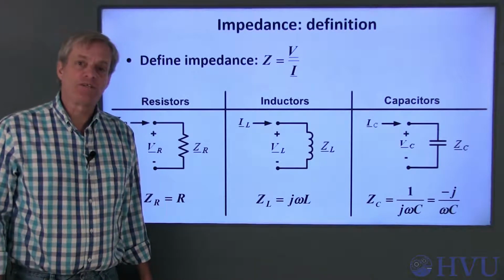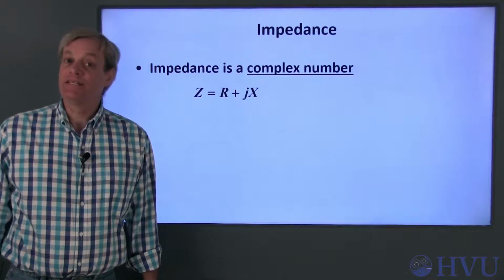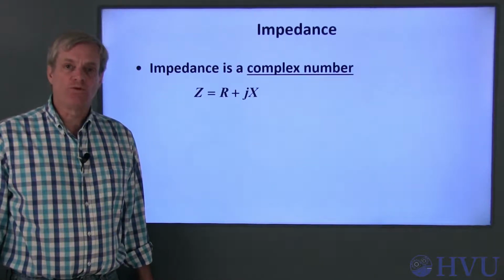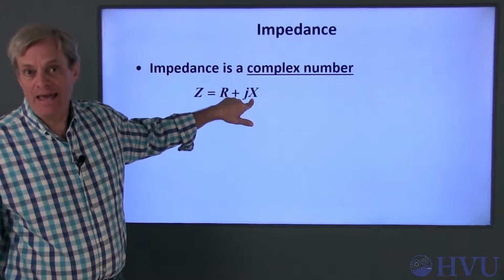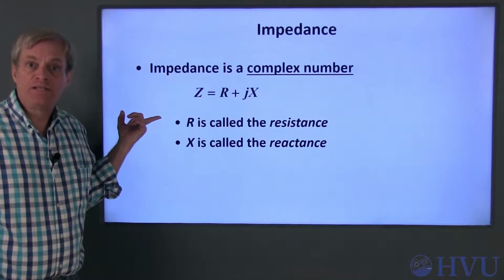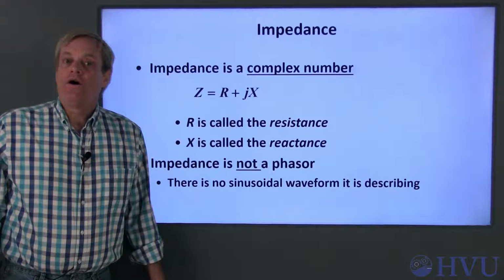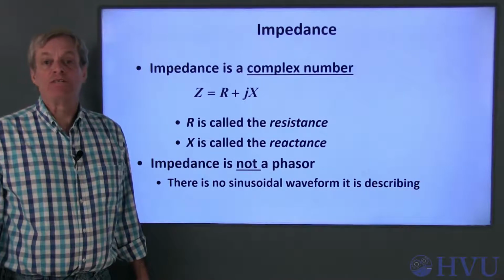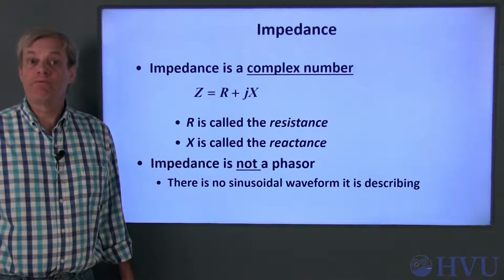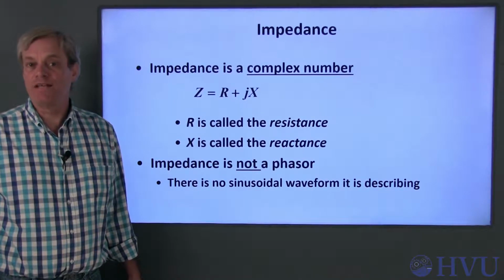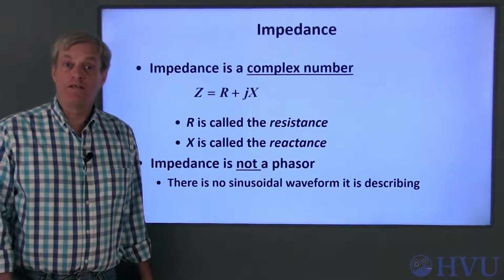Before we discuss circuit analysis, though, I want to introduce a little bit more vocabulary relative to impedances. Impedance is, in general, a complex number. In rectangular coordinates, impedance has a real part, usually denoted by R, and an imaginary part, usually denoted by X. R, the real part of the impedance, is called the resistance. The imaginary part of the impedance, X, is called the reactance. Although phasors and impedances are both complex numbers, impedance is not a phasor. Impedance defines the relationship between voltage and current phasors, but impedance itself doesn't provide the magnitude and phase angle of a sinusoid. Remember, all phasors are complex numbers, but not all complex numbers are phasors.